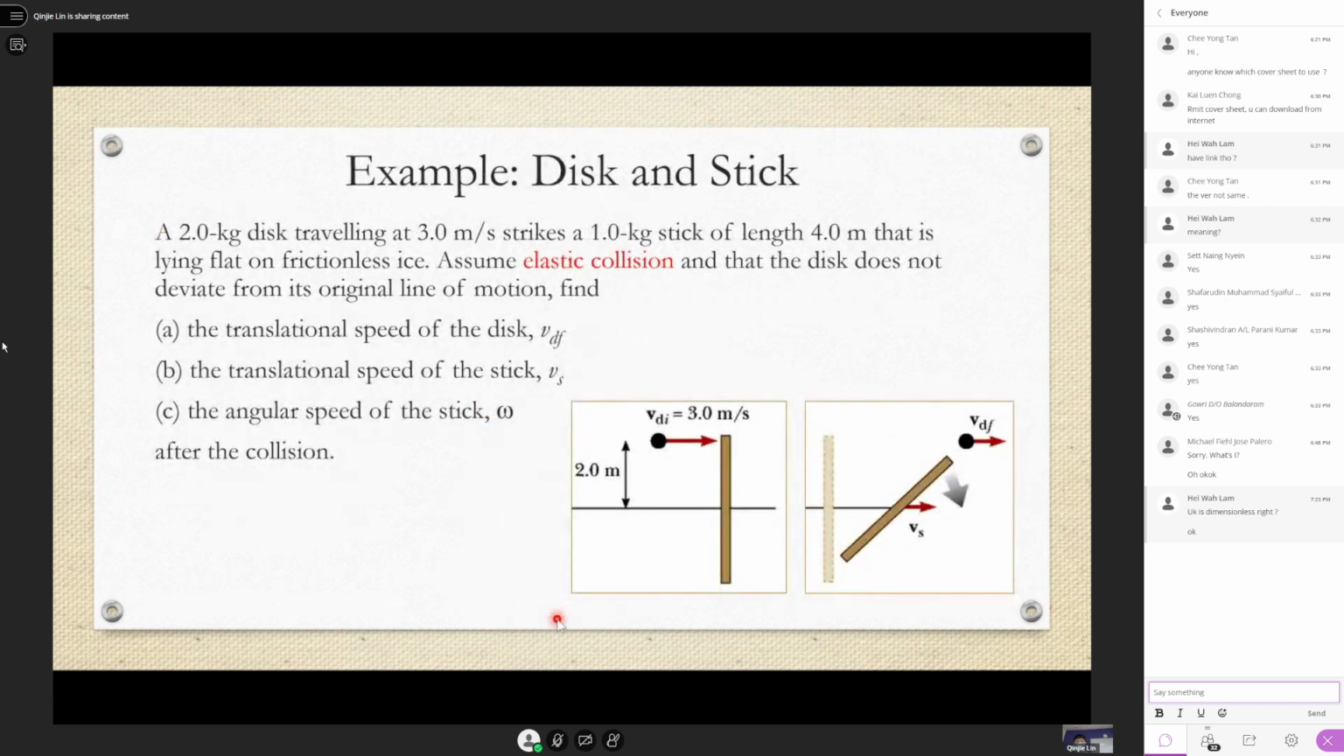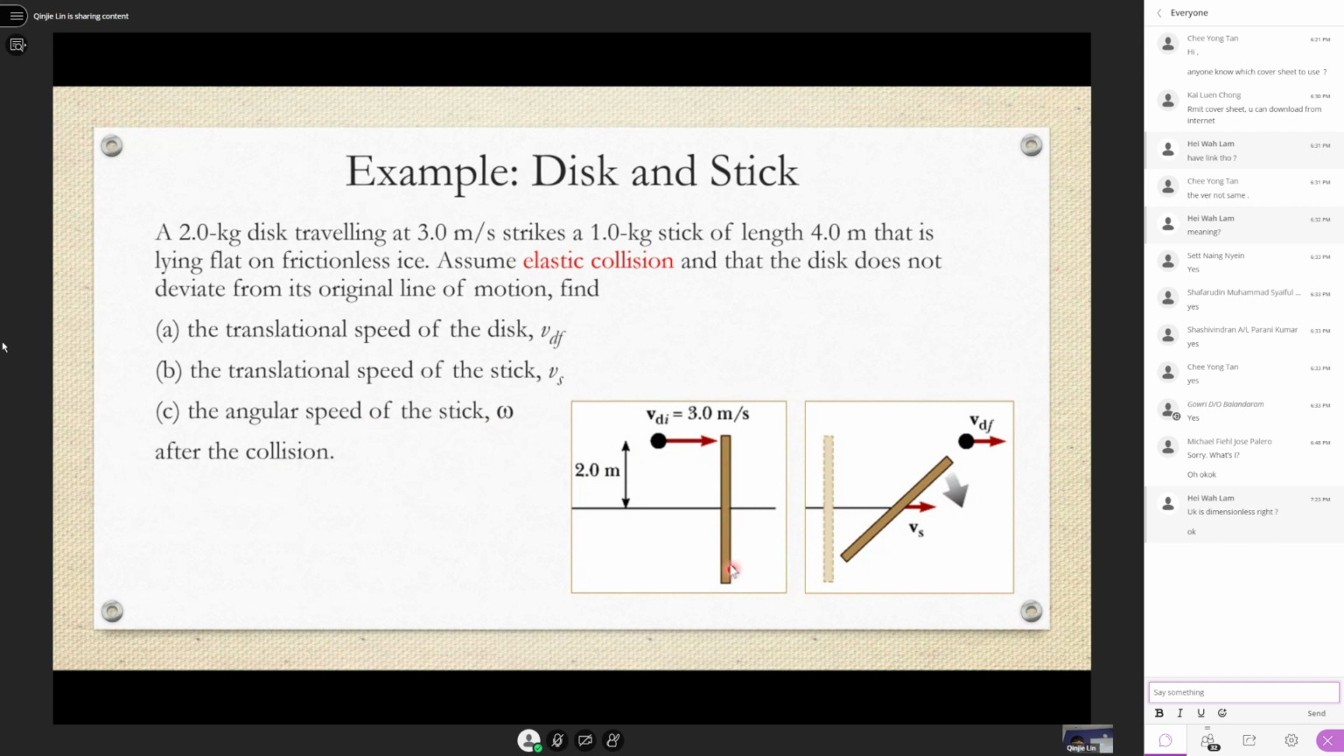Okay, then one more example. I think this should be the last example. A 2 kg disc traveling at 3 meters per second strikes a 1 kg stick of length 4 meters that is lying flat on frictionless ice. Assume an elastic collision and that the disc does not deviate from its original line of motion. Find the translational speed of the disc, the translational speed of the stick, and also the angular speed of the stick, omega, after the collision.